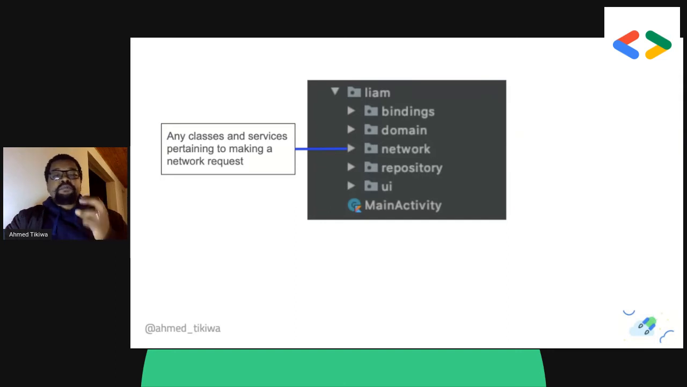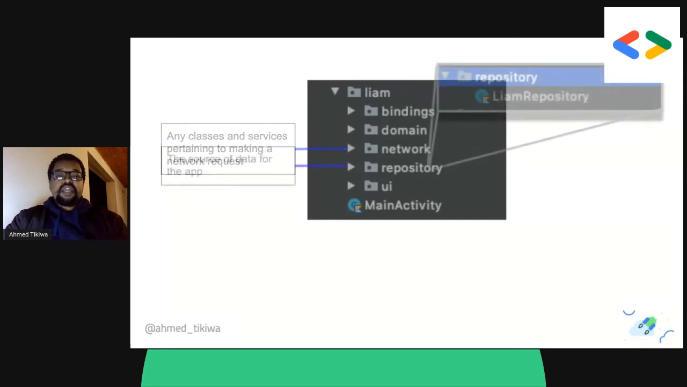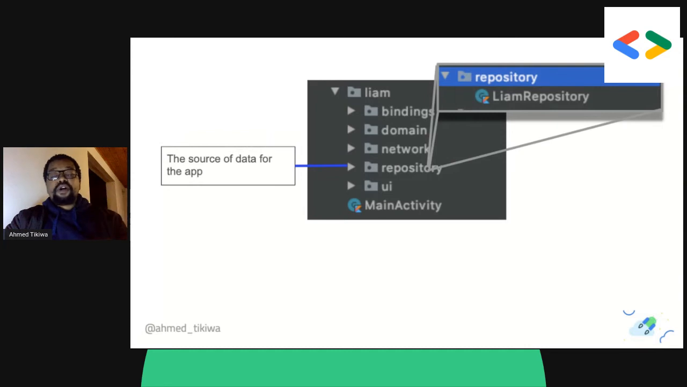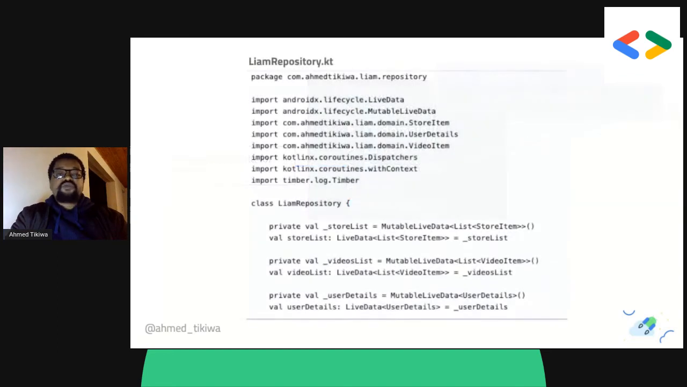Okay, so moving on to the repository, and this is actually the source of the data for the app. This repository contains only one file, which is what I've called the Liam repository. And this is what it looks like. So Liam repository is basically a class, not extending anything. And this is where the data of the app will come from.